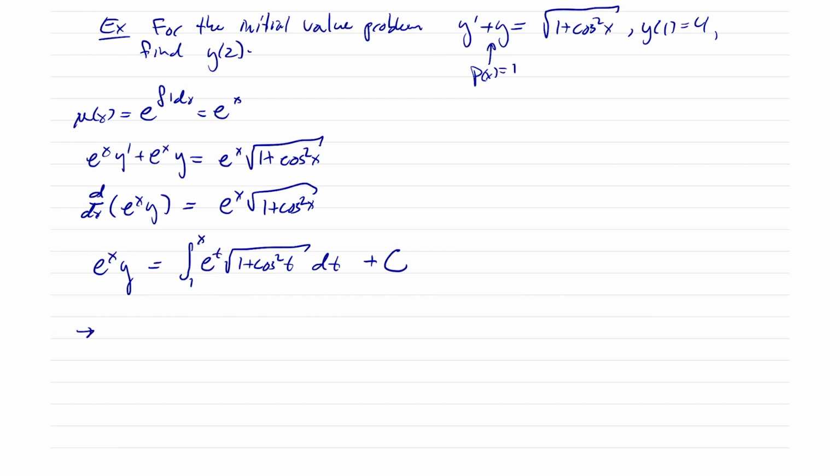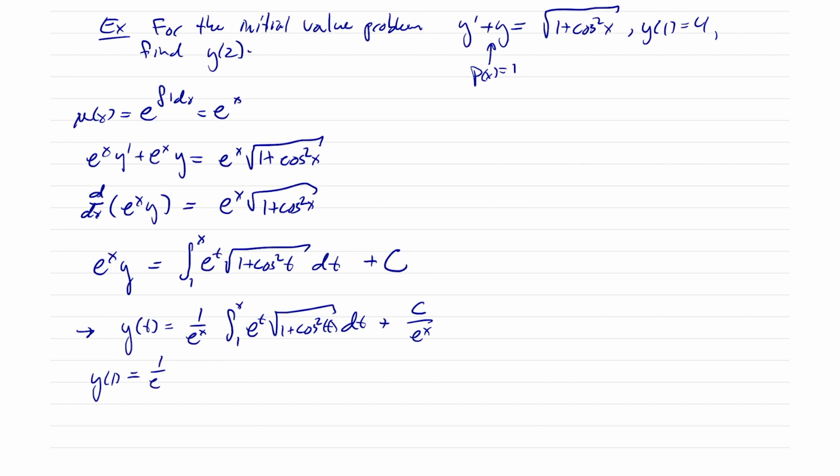So we have that y of x is equal to 1 over e to the x times the integral from 1 to x of e to the t square root of 1 plus cosine squared of t dt plus c over e to the x. All right, now we're told that y of 1 is equal to 4, so if I put in y of 1, I can figure out what c has to be.